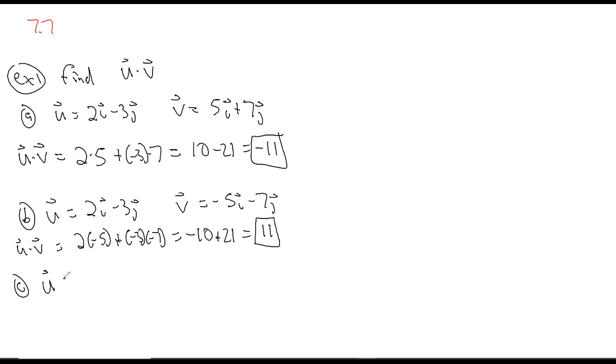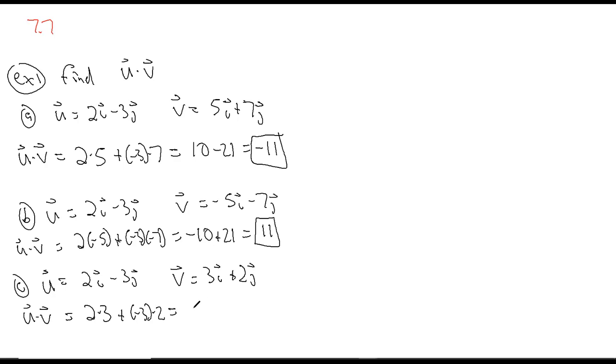Let's have the u vector be, once again, 2i minus 3j. And the v vector be, let's go with 3i plus 2j. And I've picked these numbers very specifically. So u dot v, multiply the x components, that's 2 times 3, plus multiply the y components, that's negative 3 times 2, which is 6 minus 6, and that's 0. Huh. You can multiply some vectors and get 0? What?